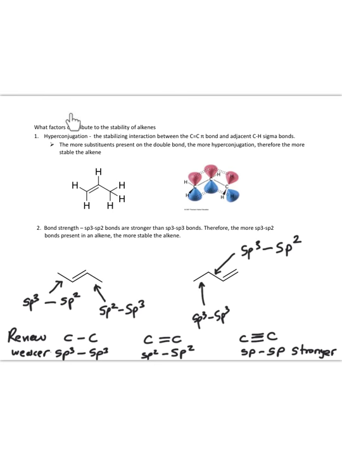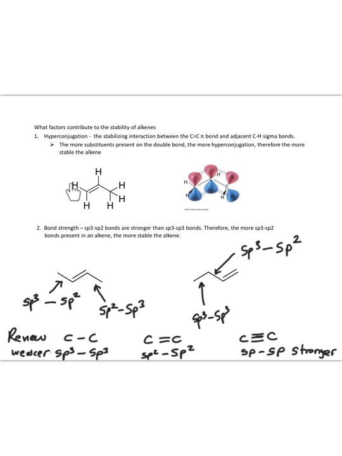So what factors contribute to the stability of alkenes? We have 2 factors. One is called hyperconjugation. The other one is bond strength. So what is hyperconjugation? This is the stabilizing interaction between the carbon-carbon double bond and the adjacent C-H bond. So this carbon-carbon double bond interacts with the adjacent C-H bond, and the presence of this C-H bond helps stabilize this carbon-carbon double bond.